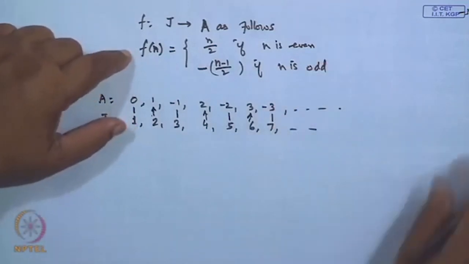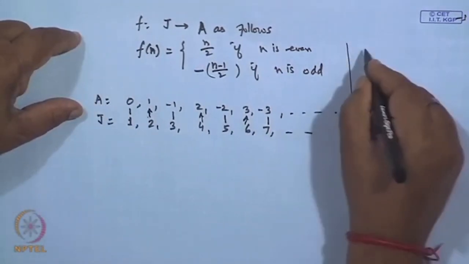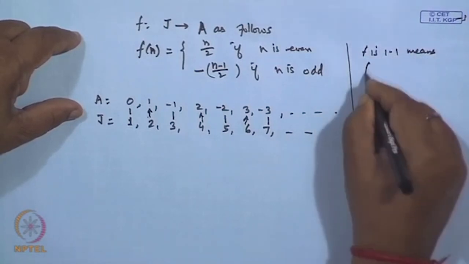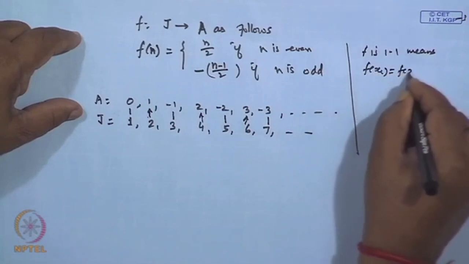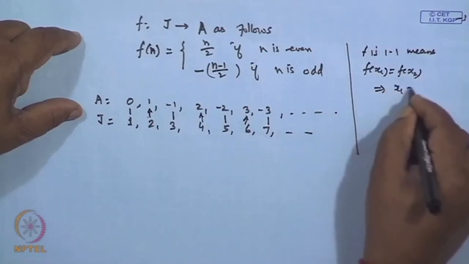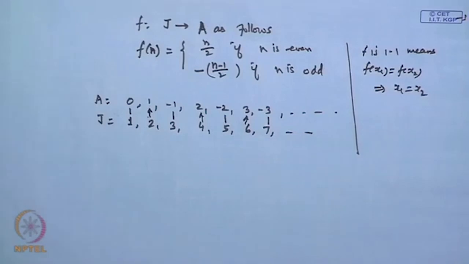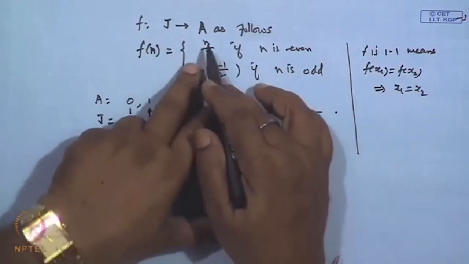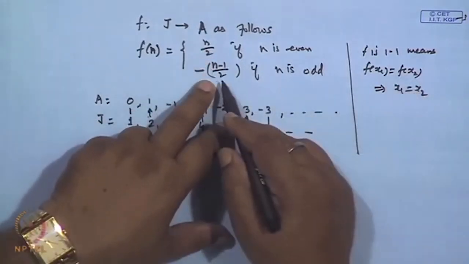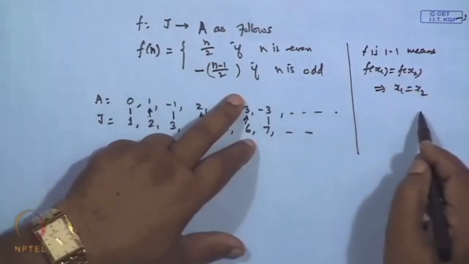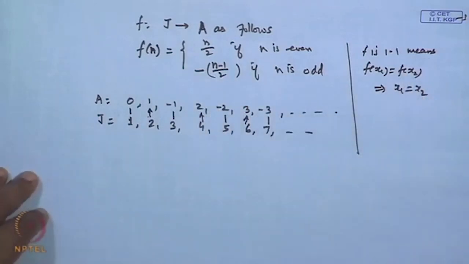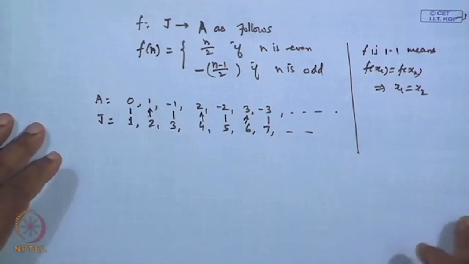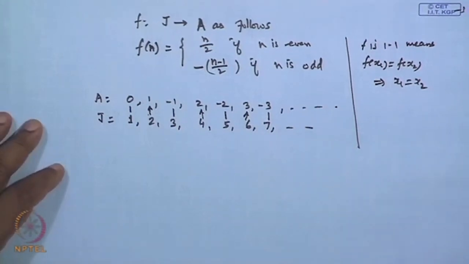We can just check it, because F is 1-1 means F of x 1 equal to F of x 2 should imply x 1 equal to x 2. So, here if n is even, then obviously, when you take F of n 1 equal to F of n 2, obviously, n 1 comes out to n 2. Similarly, here when n is odd, we are getting the same. So, obviously, F is 1-1 here. So, that is why this set of positive integers is a countable set.